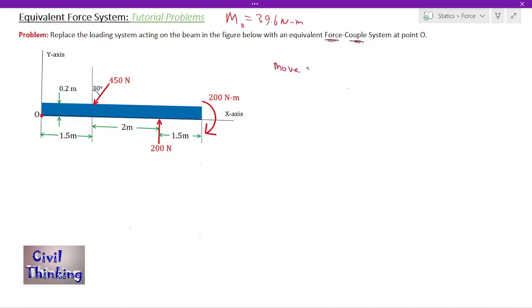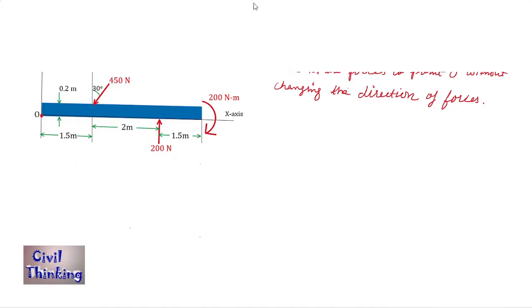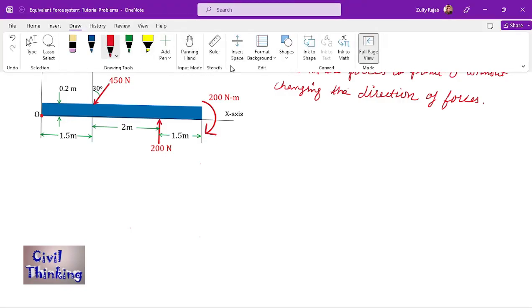Move all the forces to point O without changing the direction of forces. Okay, now what does it mean? Let me draw coordinate axes at point O. Let me draw it separately so that the diagram is clean.